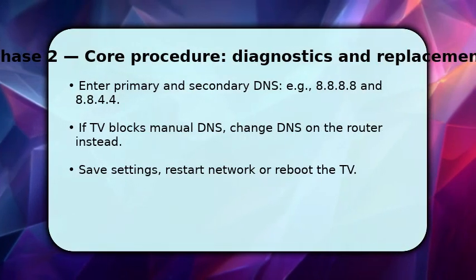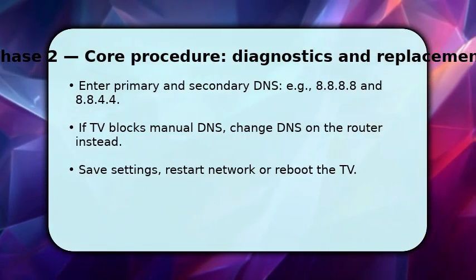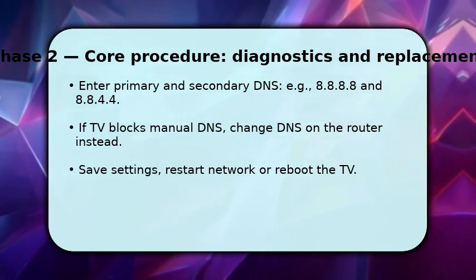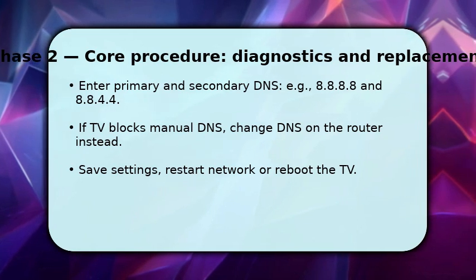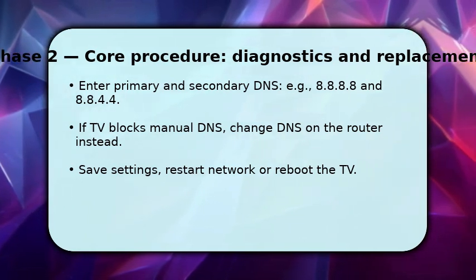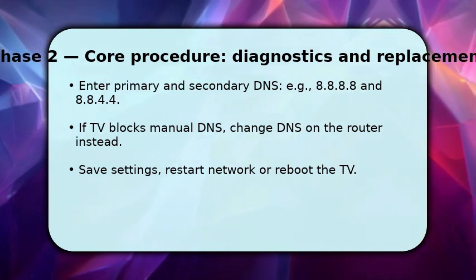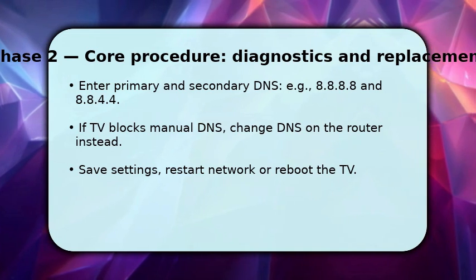Now set a custom DNS to control resolution and speed. On the TV, navigate to Network DNS Settings and choose Manual. Enter primary DNS, then secondary. If the Net TV UI refuses manual DNS, sign into the router and set DNS for the LAN. This applies to all devices.